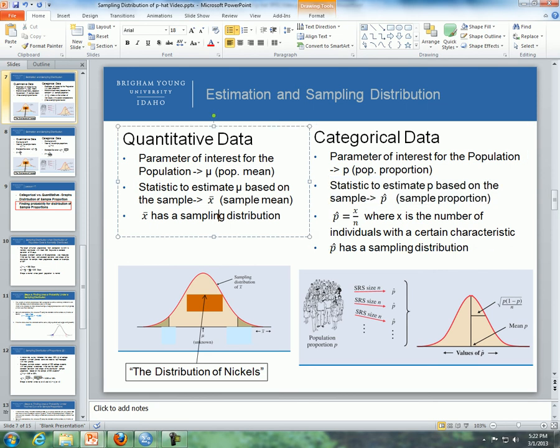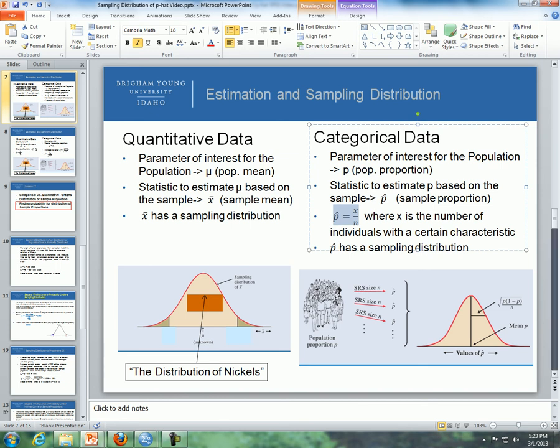And now going to the left here, x bar has a sampling distribution. Here's an example, if you remember the distribution of sample means. Some classes did what was called the Great Penny Experiment, and this represents the distribution of nickels, the sample means. But over here on the right with the categorical data, p hat, which is x divided by n, where x is the number of individuals with a certain characteristic, represents the sample proportion. And p hat has a sampling distribution. If we have a large enough sample size, and we'll talk about that in a moment, this can be a bell-shaped distribution.